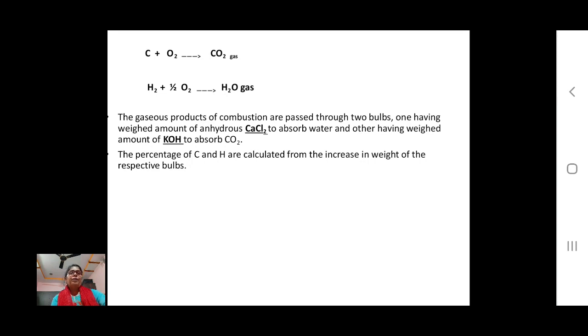These gaseous products produced in the combustion tube are passed through two bulbs. One bulb has anhydrous calcium chloride to absorb water, and the other has a weighed amount of potassium hydroxide, whose role is to absorb carbon dioxide. If these two bulbs absorb anything, there is definitely an increase in weight. By the increase in weight, we are able to find out the percentage of carbon and hydrogen present in the coal.